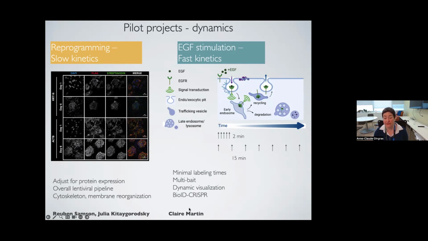So this really forced Claire to develop ways to look at minimum labeling time and really a multi-bait approach to understand the signaling proximal to this EGFR receptor. It also forced us to really think about dynamic visualization. And we had introduced in a Science paper led by Jeff Esket many years ago now the idea that we could couple BioID with CRISPR-mediated depletion to really map the ordered events in a signaling pathway.